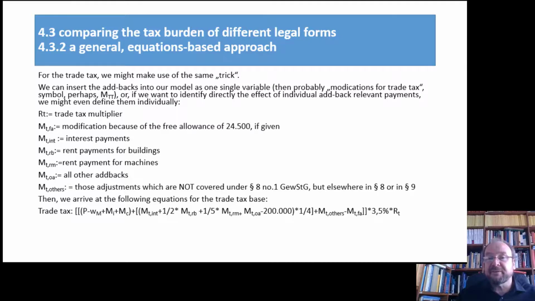there are other modifications, for example, tax-free dividends, a deduction for real estate property. You all remember that, and these modifications would also be added. Good. Now then we arrive at a nice equation for the trade tax, because the trade tax base would be the income from business, which results from income tax or corporation tax. So in case of a corporation, you would have P minus wage for manager.